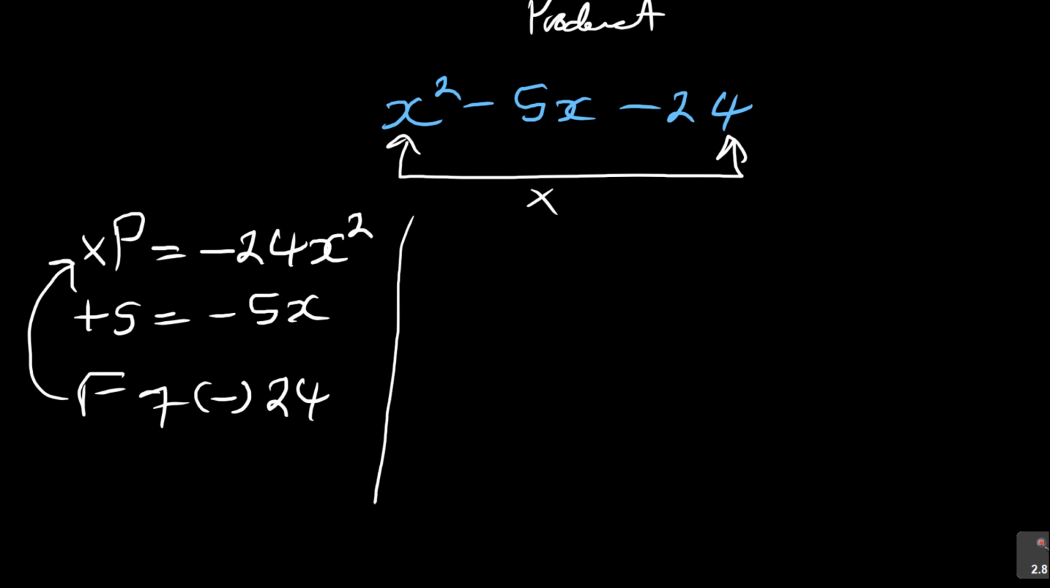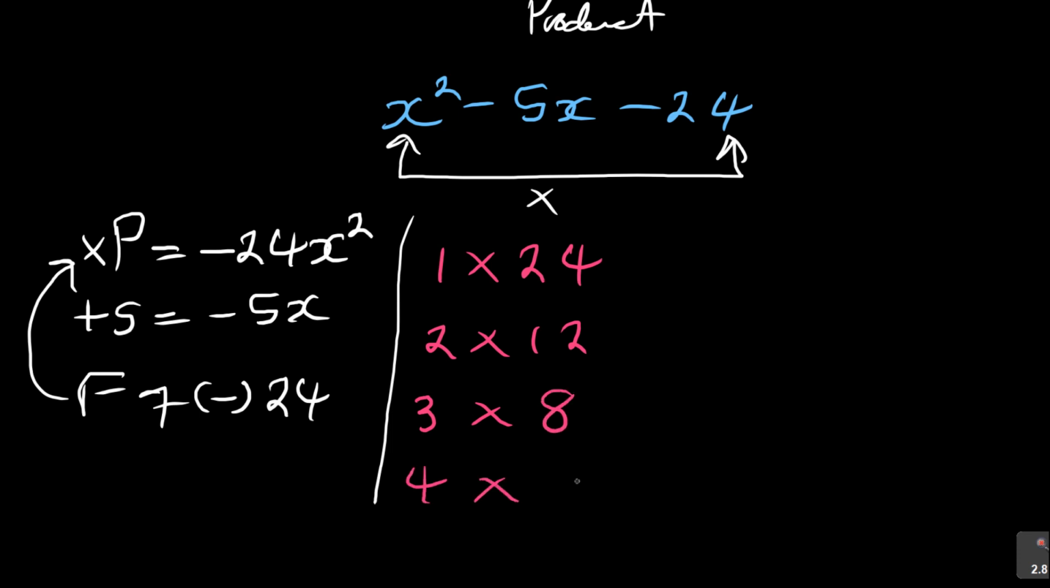So let's get the factors. What are the factors of 24? Start with 1. 1 times 24 will give me 24. 2 times 12 will give me 24. 3 times 8 will give me 24. 4 times 6 will give me 24. You start from 1, then you go to 2, 3, 4, 5. 5 won't work. Then we go to 6. 6 times 4. Then we can stop, because 4 times 6 is 6 times 4. All these give me 24.